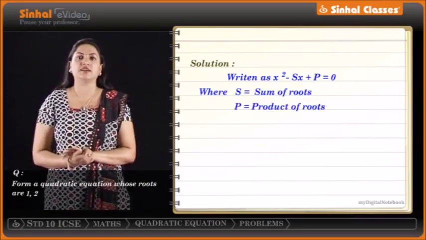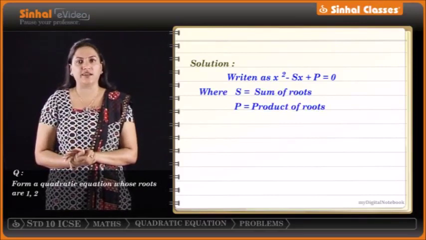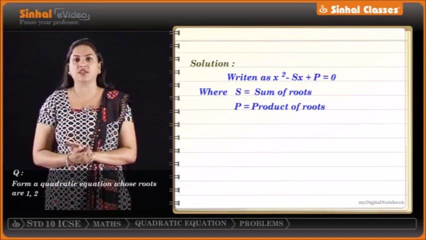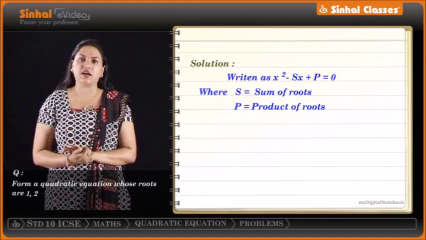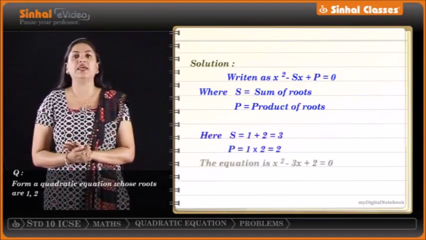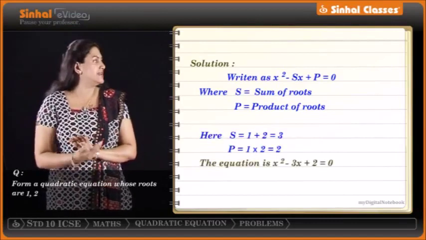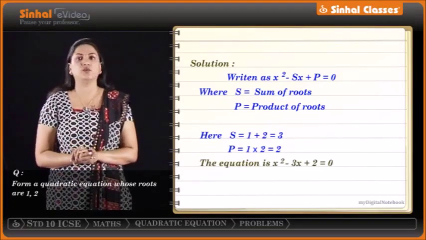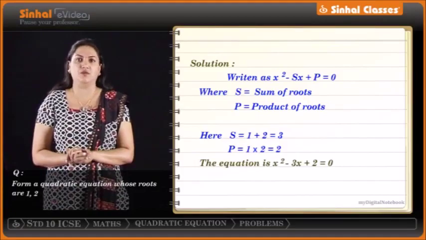Now in this case, the two roots are given as 1 and 2. So the sum of roots is 3 and the product of roots is 2. So the quadratic equation will be x square minus 3x plus 2 is equal to 0.